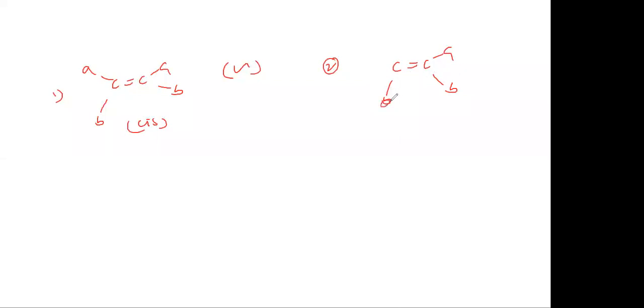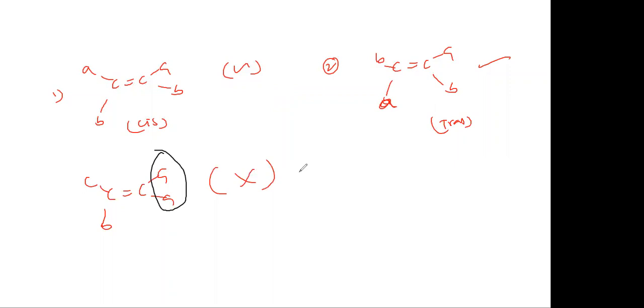See, this is a b, this condition is also satisfied. This is a trans. This is also satisfied. But in this case a again b c, it is not possible because two same groups are there. Is it clear? If it is a b c d, four groups are there, this is E-Z nomenclature. This is also possible. What is E-Z nomenclature? We will discuss later.